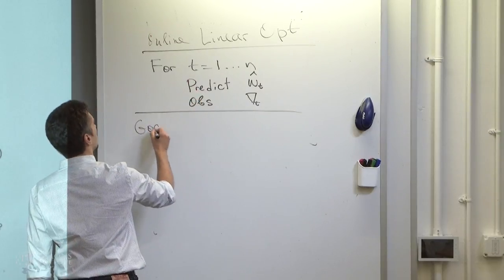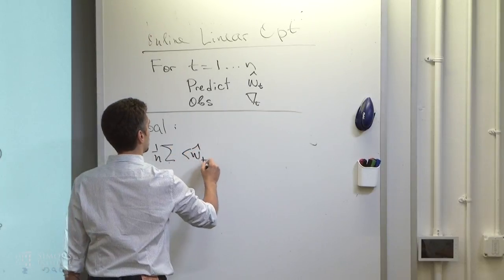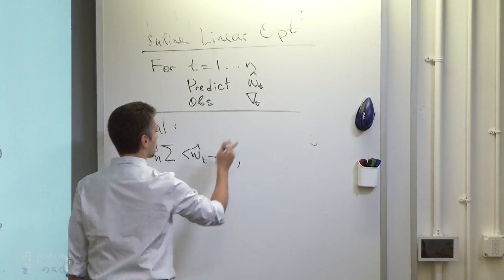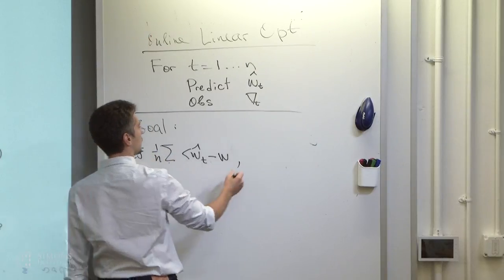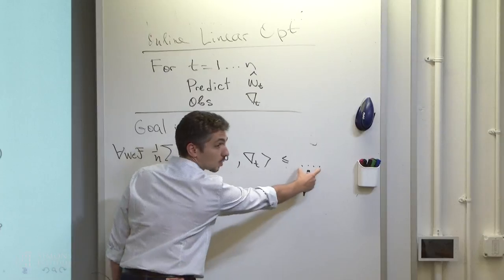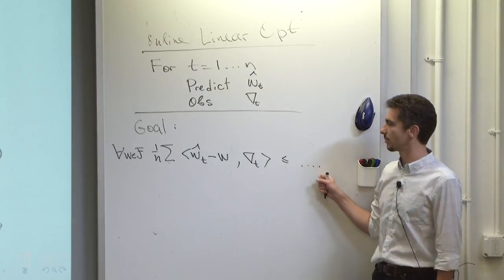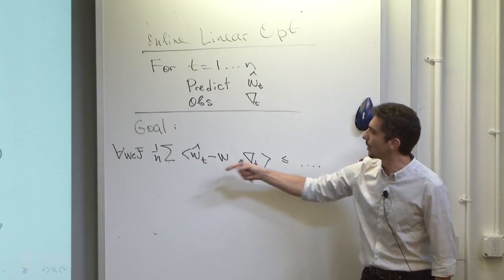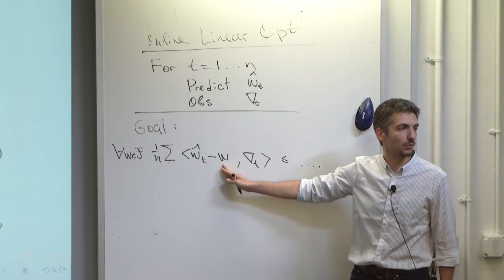The goal is to have small 1 over n sum of w hat t minus w star, in fact, for any w, let's say. So for any w in some set f, we want the suboptimality nabla t to be less than something, and this something is called the regret bound. That's the word that I'm going to use. This is a regret bound. So how much we regret or not regret not knowing the optimal w, right?